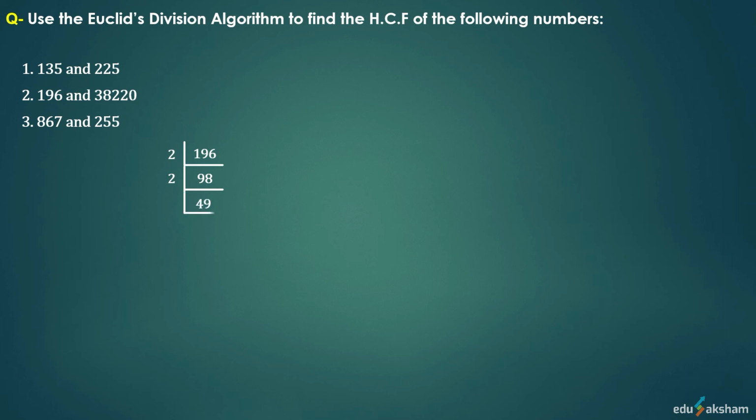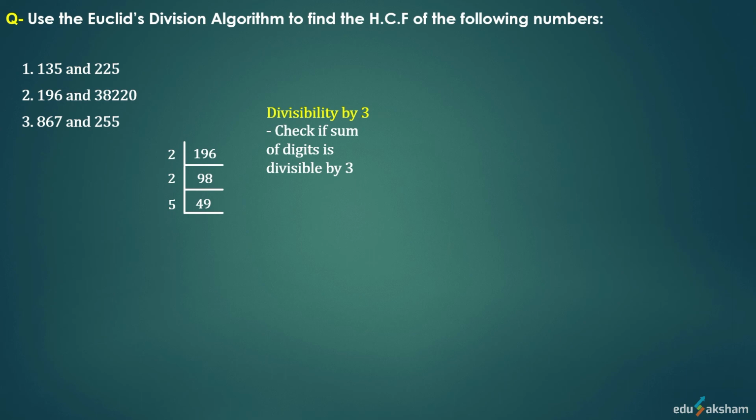Unfortunately, 49 is not divisible by 2, because 49 is not an even number. We check the divisibility of 49 with the next prime number, which is 3. A number is divisible by 3 when the sum of its digits is divisible by 3. The sum of digits of 49 is 4 plus 9 equals 13. Since 13 is not divisible by 3, therefore 49 is not divisible by 3. We move on to the next prime number, which is 5. 49 is also not divisible by 5 because it does not end with the digit 5 or 0.